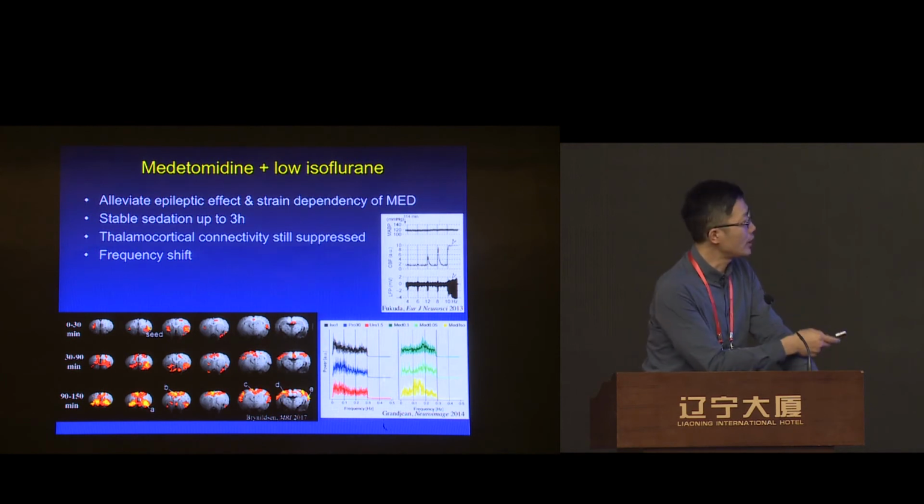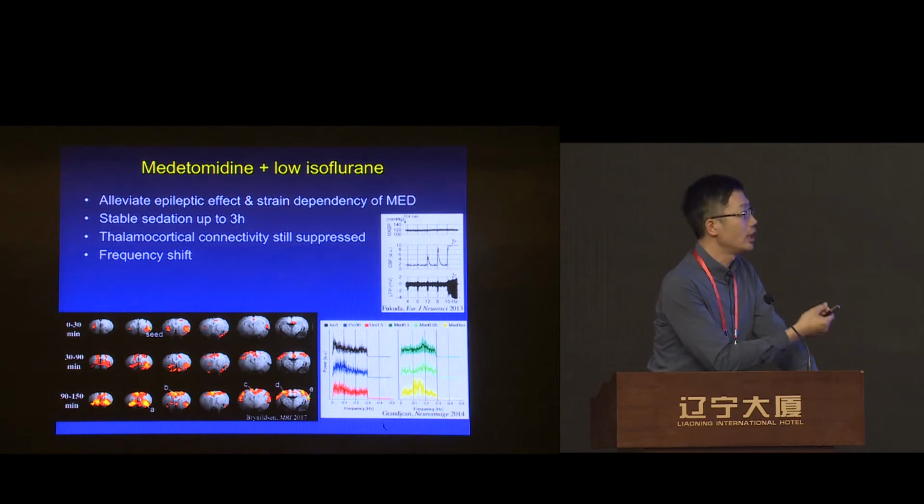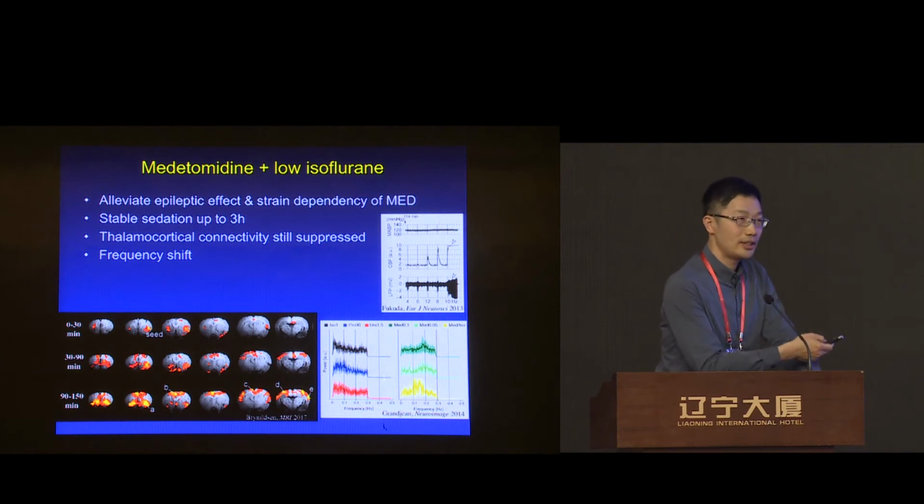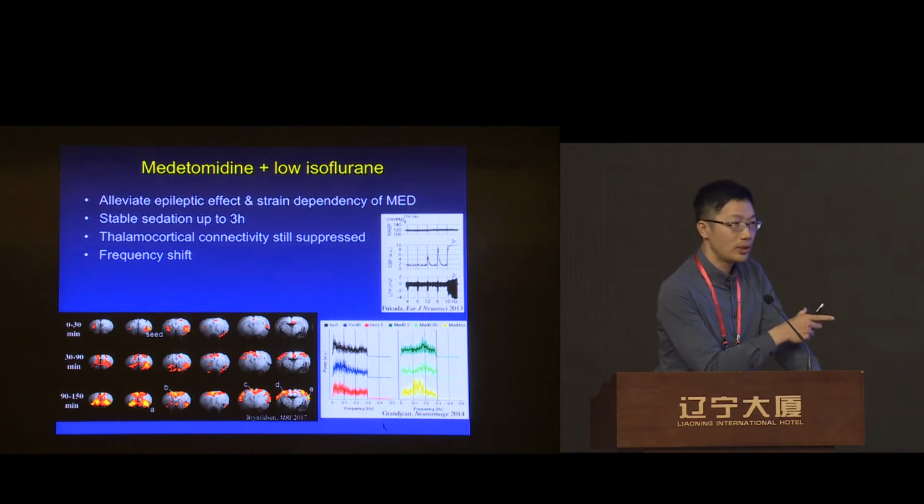However, the problem is the thalamocortical connectivity is still suppressed. This is due to multiple factors, because isoflurane itself can suppress thalamocortical connectivity, and medetomidine itself also acts on the thalamus a lot. Another feature is that the frequency of the spontaneous response could shift.